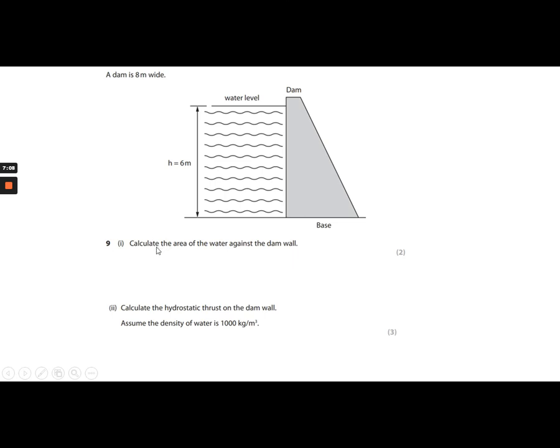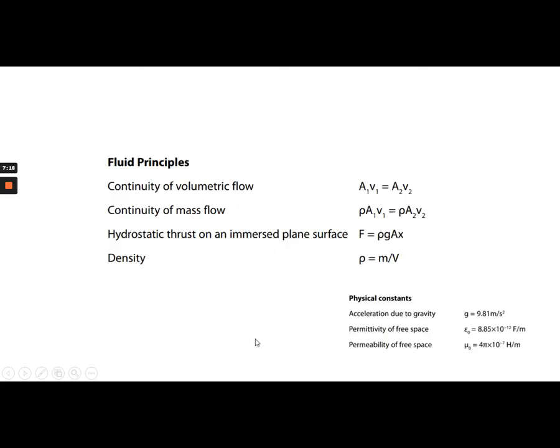Here though, they start you off on part 1, calculate the area of the water against the dam. So it's the height times the width, 8 times 6. And then they want the hydrostatic thrust. So it is just rho GAX. Rho is density, but that tells you underneath, density, rho. G is given to you here in physical constants. So this is in your datasheet. The G is 9.81.